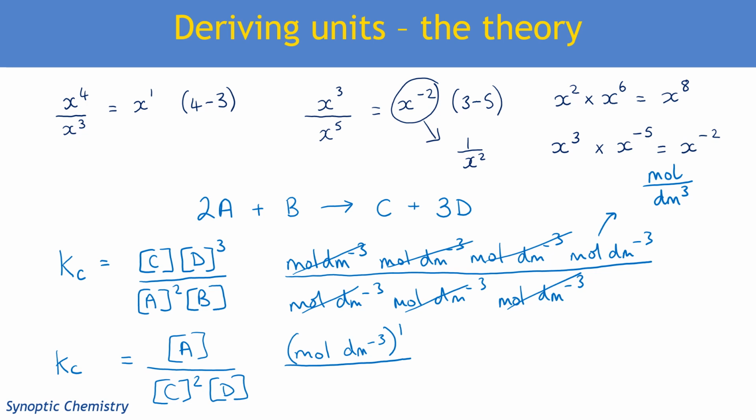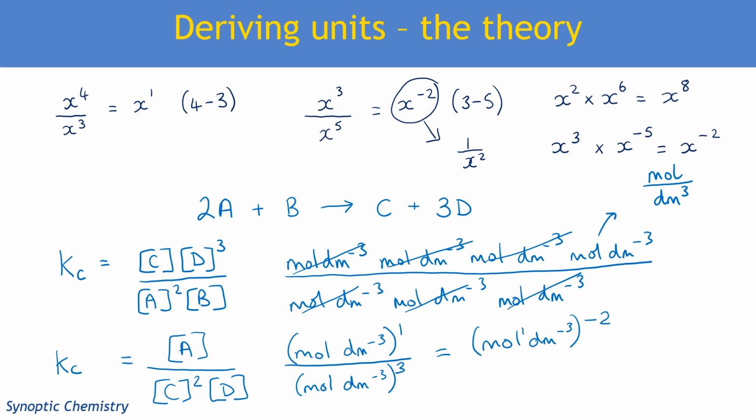And then on the bottom, I'm just going to count what I've got. Well, I've got 2 lots of C, 1 lot of D. So altogether, at the bottom, I've got moles per dm cubed to the power 3. We know how to divide powers. We do the top one, take away the bottom one. So that is equal to moles per dm cubed, put it all in brackets, to the power minus 2. 1 take away 3 is minus 2. That's a 1 there, remember. So remember, when there's not a number, there is a 1 there.